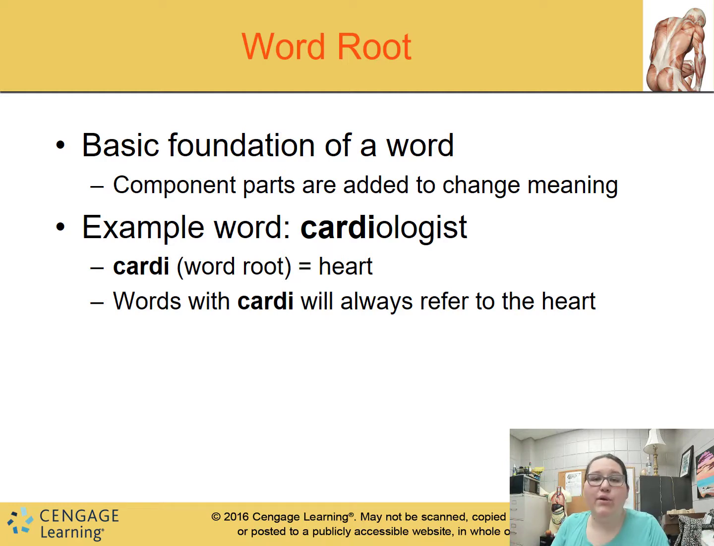So your word root is really going to be that foundation. It's going to be what we're talking about. What's going to change is the context and the way we're using it. So suffixes that are added onto the end are going to kind of change how we're using that word part, but the meaning's still going to be the same.